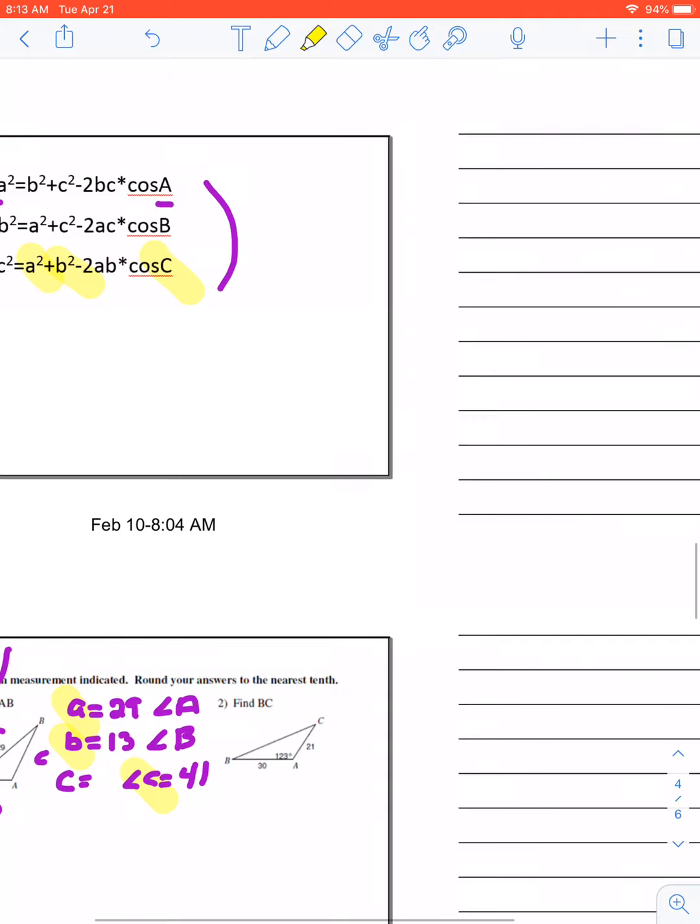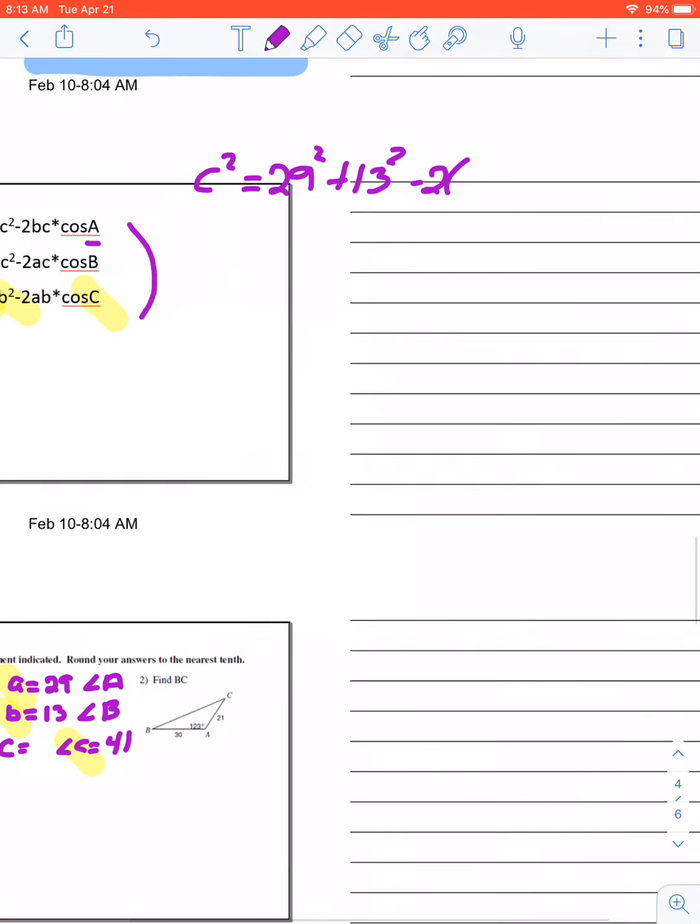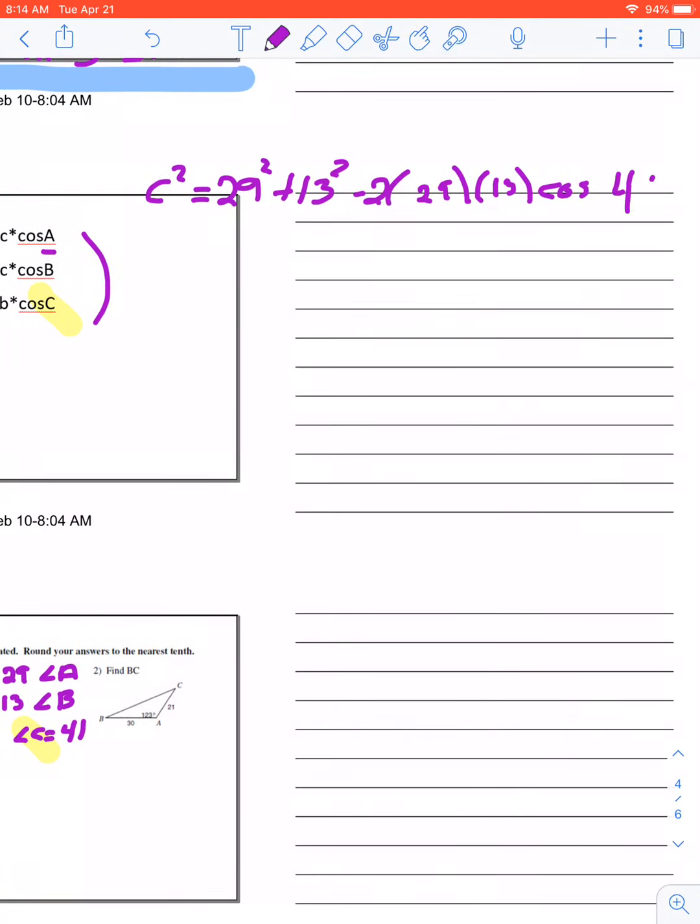So let's do this. I'm going to find C. I get C squared equals 29 squared plus 13 squared minus 2 times 29 times 13 cosine of 41. There's a lot going on here, and the biggest error I see when people do this is they mess up order of operations.